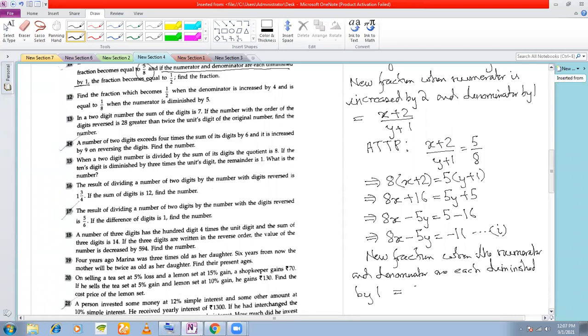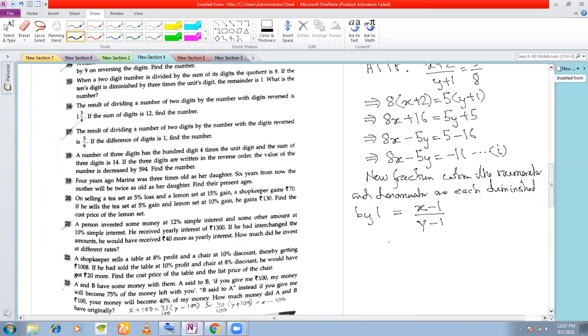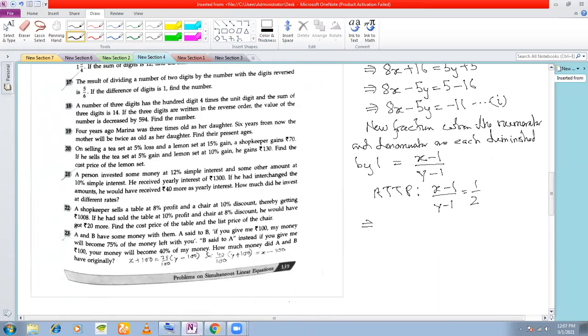x by y. So now I'm reducing the numerator by 1 and I'm also reducing the denominator by 1. So in this problem, what is the new fraction becoming? Half. So this fraction must be equal to half. So according to the problem, x minus 1 by y minus 1 is equal to half. Now you can solve this equation. Cross multiply: twice x minus 1 is equal to 1 into y minus 1, simply y minus 1.